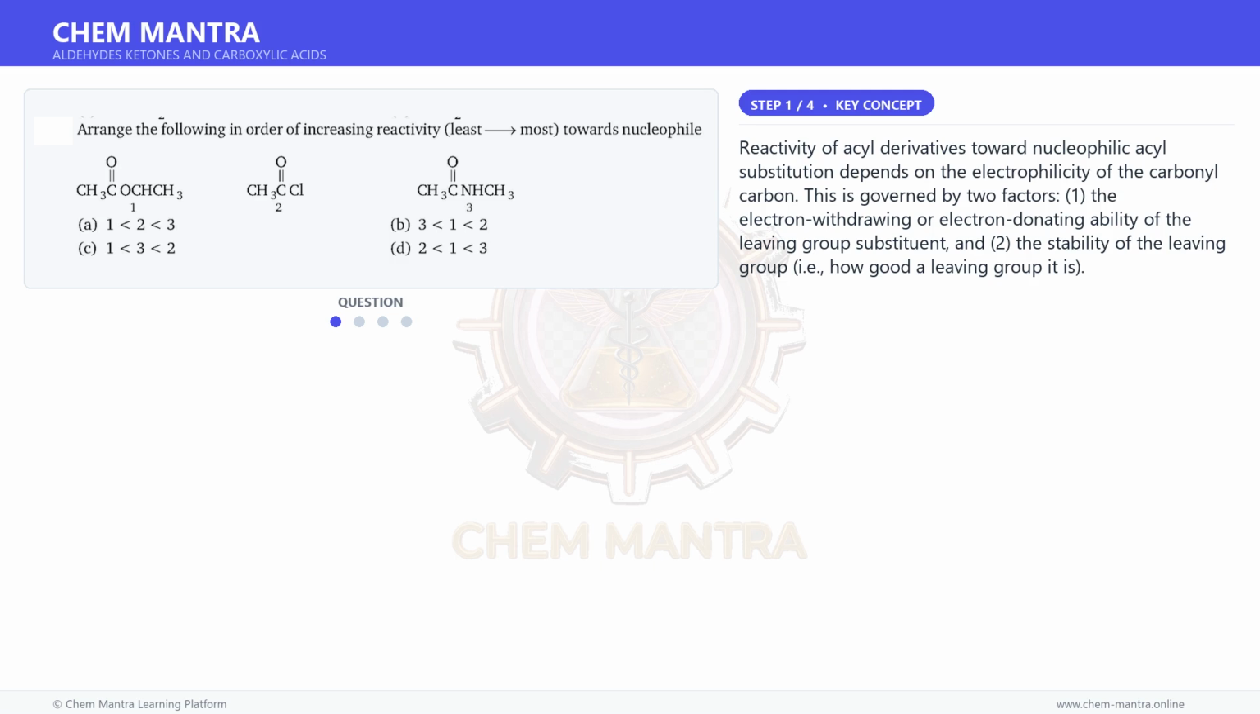Reactivity of acyl derivatives toward nucleophilic acyl substitution depends on the electrophilicity of the carbonyl carbon. This is governed by two factors: 1. The electron withdrawing or electron donating ability of the leaving group substituent, and 2. The stability of the leaving group, i.e., how good a leaving group it is.